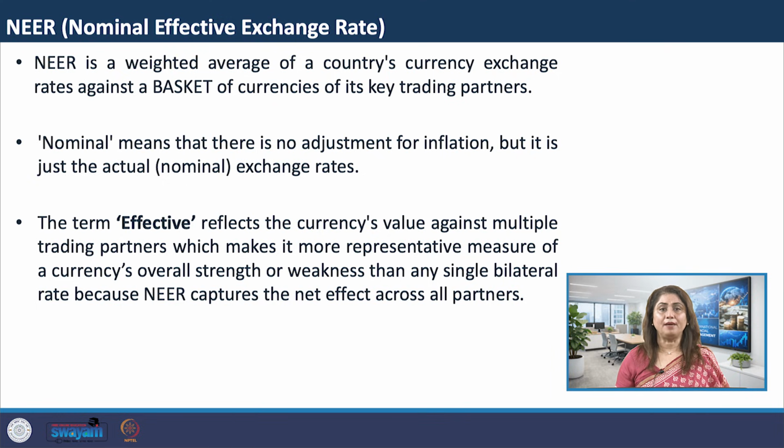Think of it this way: if the rupee strengthens against the US dollar but weakens against the euro and the Japanese yen, the bilateral USD INR rate gives you a misleading picture. NEER captures the net effect across all partners.